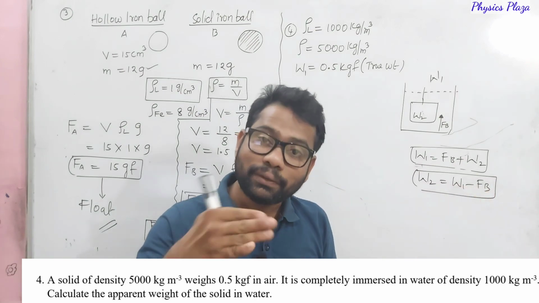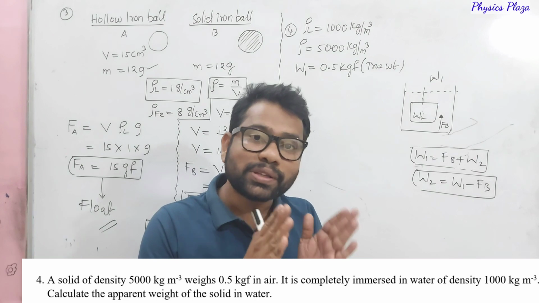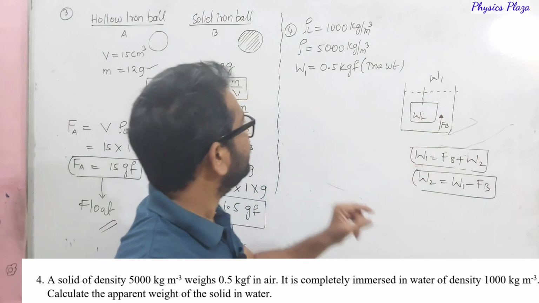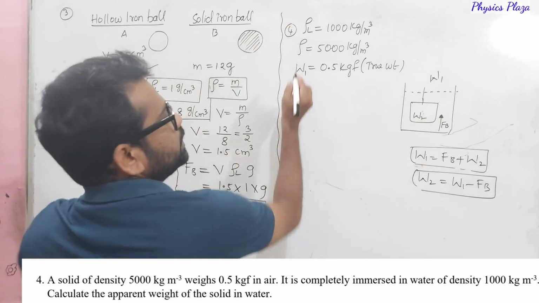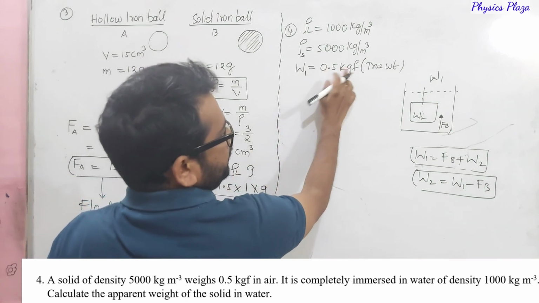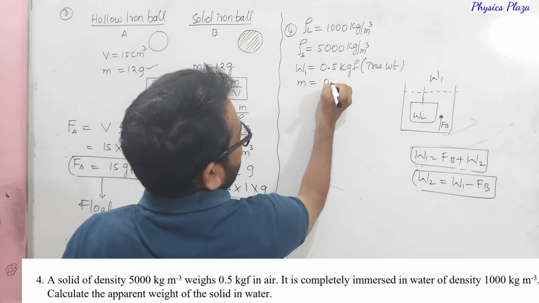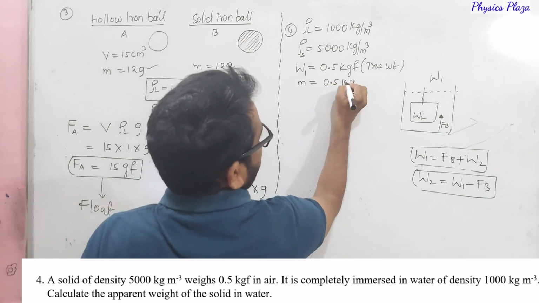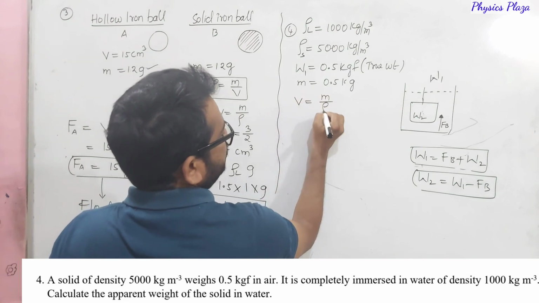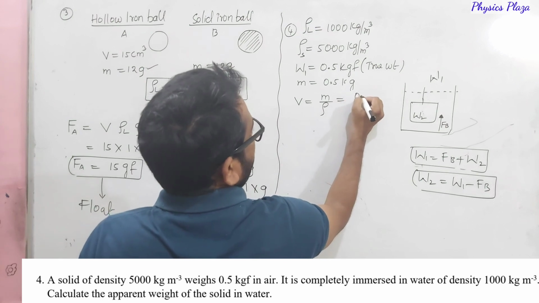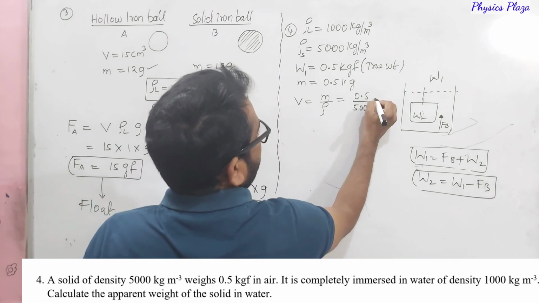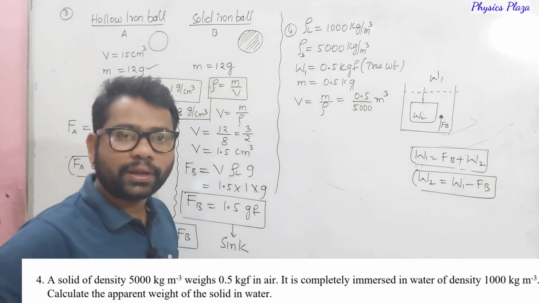But the buoyant force is not given, that we have to calculate. If you want to calculate it, we must know the volume of the body immersed, which is not known. So that we have to calculate. How? Here the density of the solid is given, and the weight of the solid is given. Children, as the weight of the solid is 0.5 kgf, it's very clear that the mass is 0.5 kg, that's it. And we know that volume is equal to mass by density. So mass is 0.5 and density is 5000, in meter cube. That's it. Now we got the volume also.